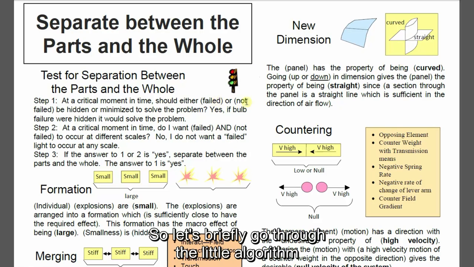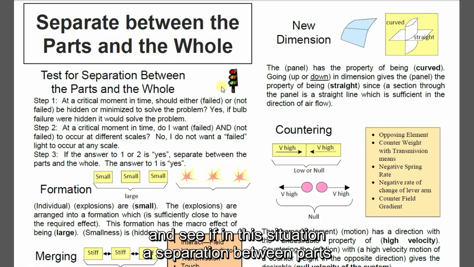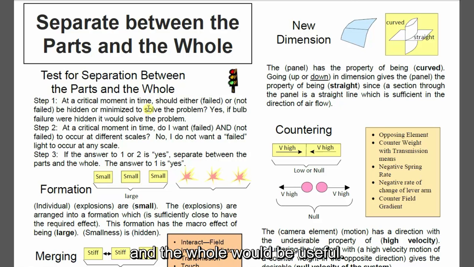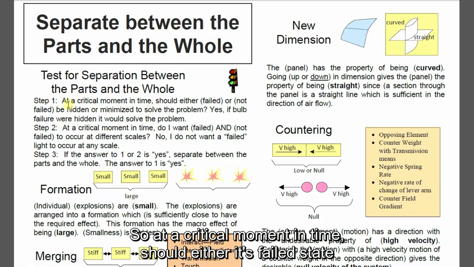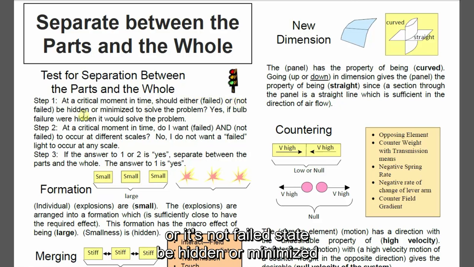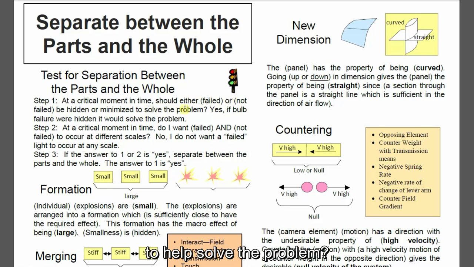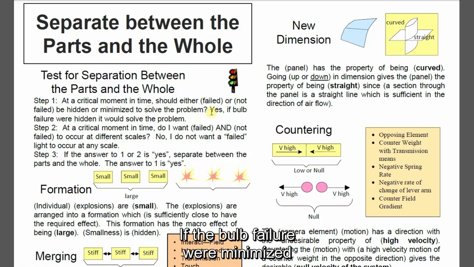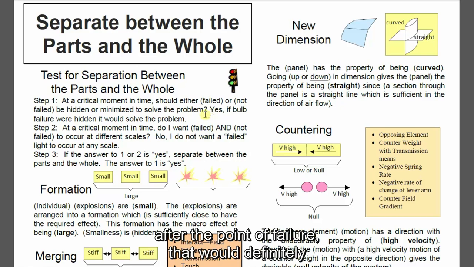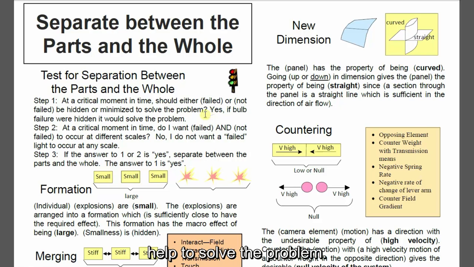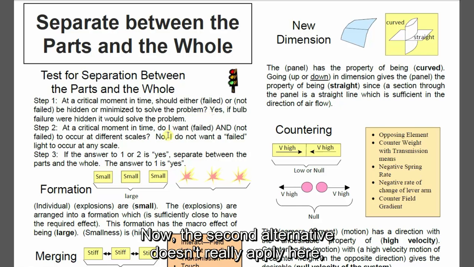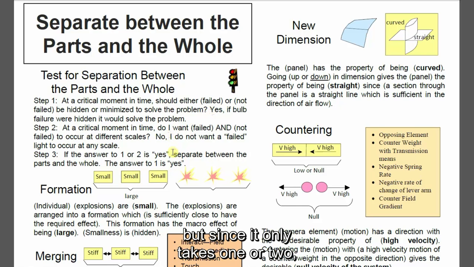So let's briefly go through the little algorithm and see if in this situation separation between parts and the whole would be useful. At a critical moment in time, should either its failed state or its not failed state be hidden or minimized to help solve the problem? In this case, yes. If the bulb failure were minimized after the point of failure, that would definitely help to solve the problem. Now, the second alternative doesn't really apply here, but since it only takes one or two, we know that we should stick around in separation between parts and the whole to try to find a solution.